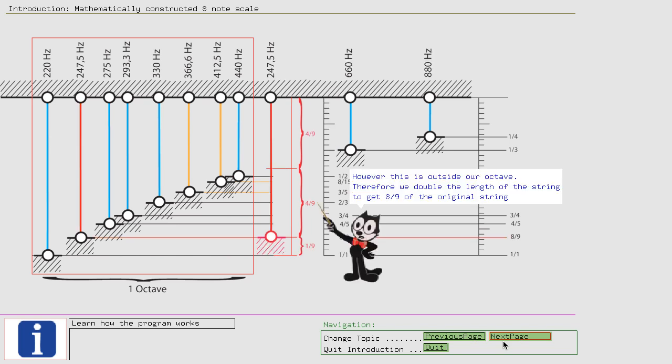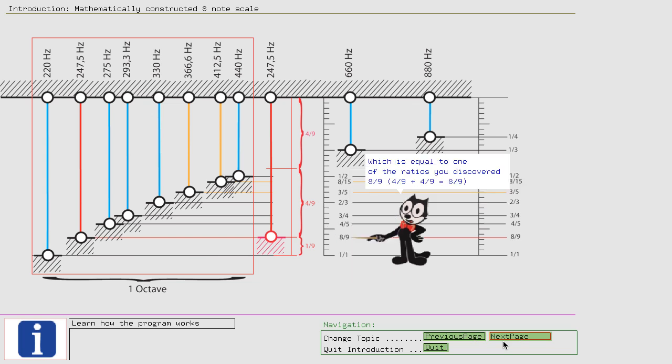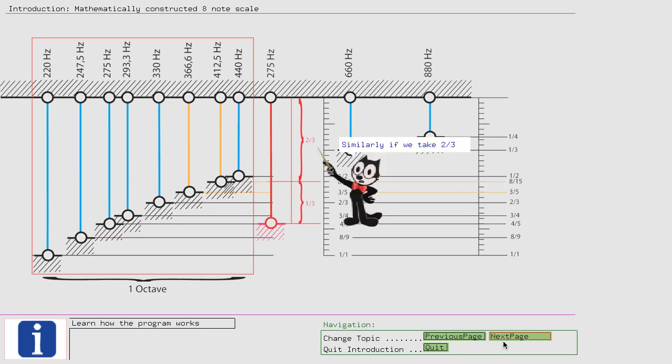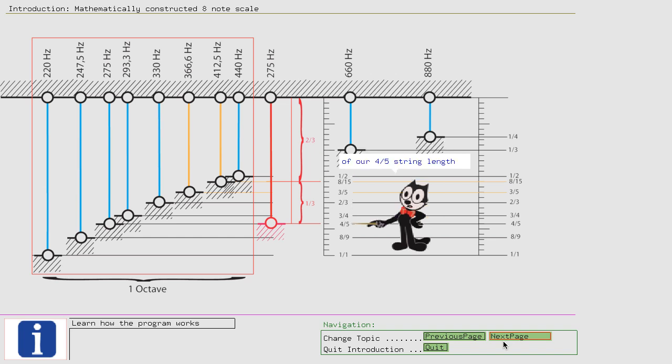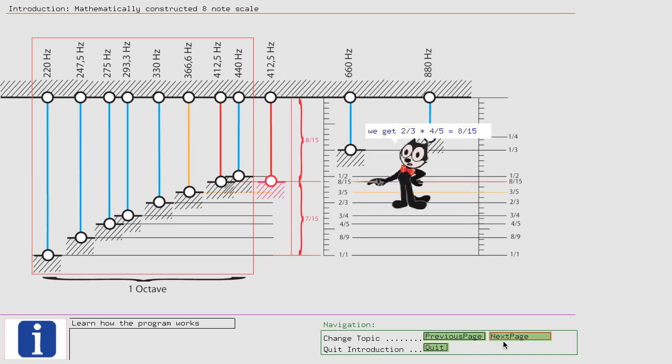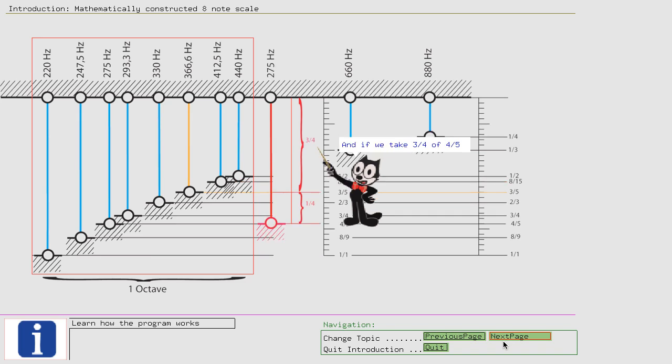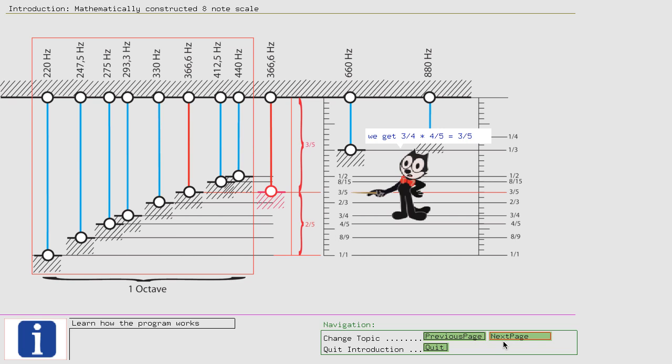However, this is outside our octave. Therefore, we double the length of the string to get 8/9 of the original string, which is equal to one of the ratios you discovered, 8/9. Similarly, if we take 2/3 of our 4/5 string length, we get 2/3 times 4/5 equals 8/15. And if we take 3/4 of 4/5, we get 3/4 times 4/5 equals 3/5.